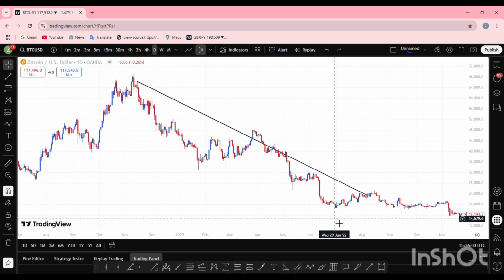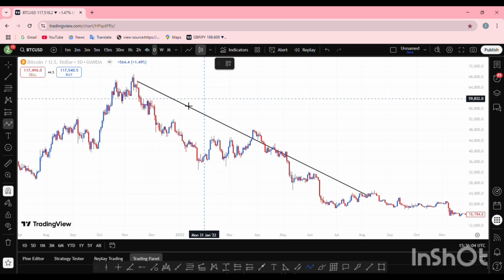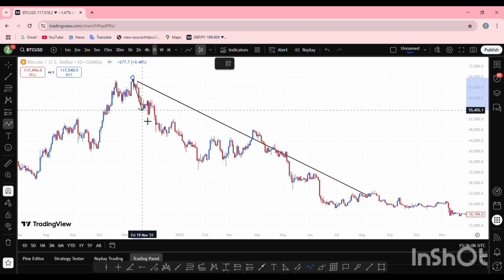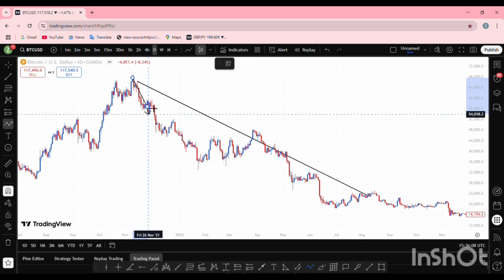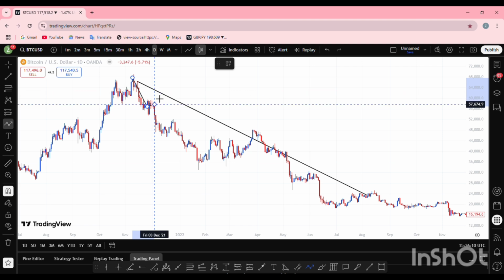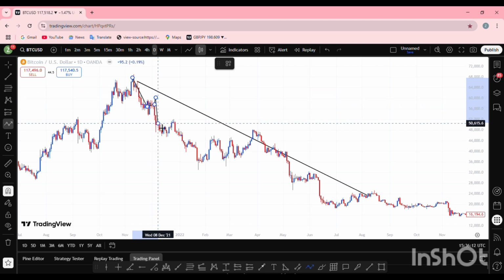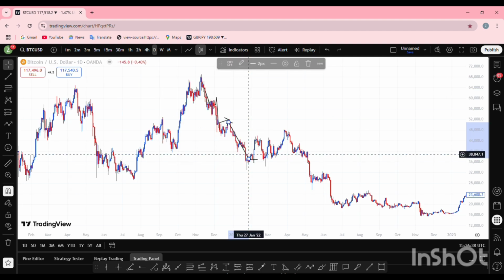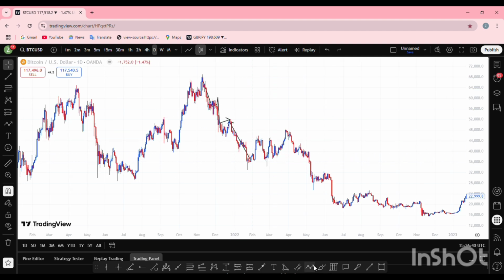Now, from the chart that you're looking at, you can see we have blue candles, we have red candles. The blue candles are going to the upside and the red candles are going to the downside. So we have a low, higher low, a low again, and a higher low.